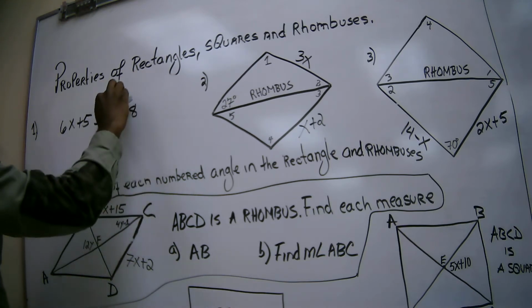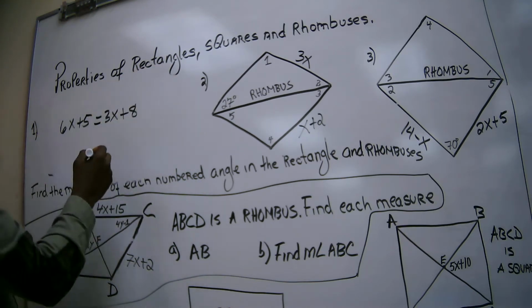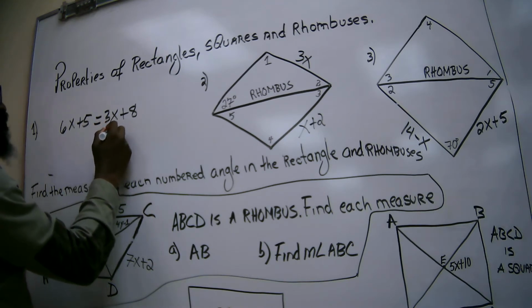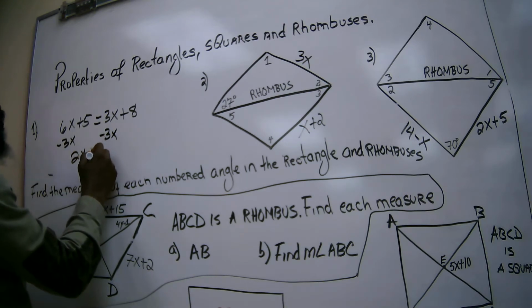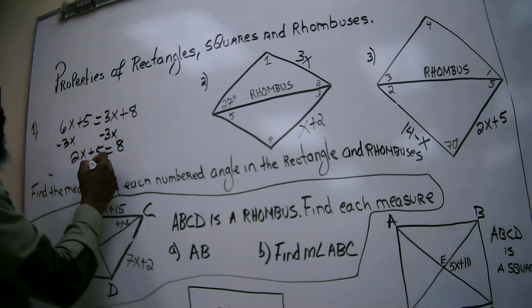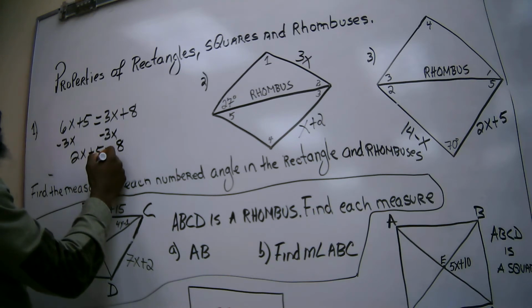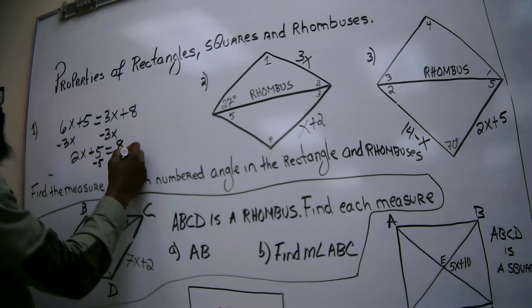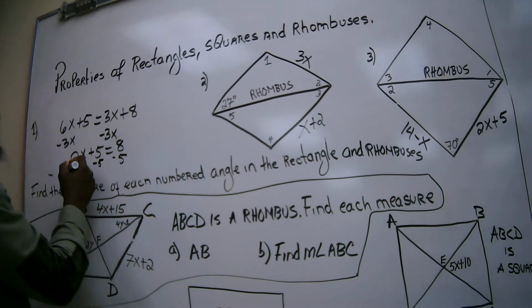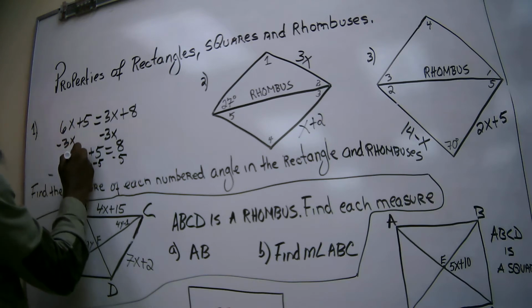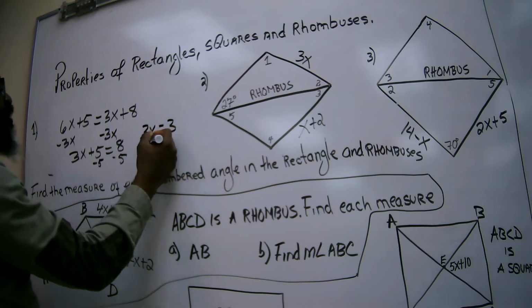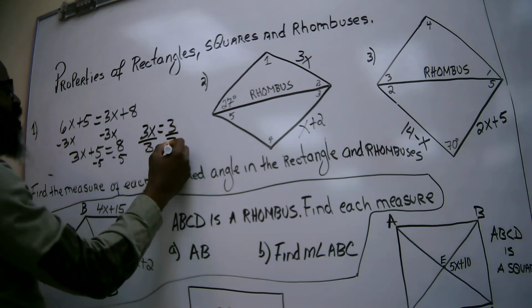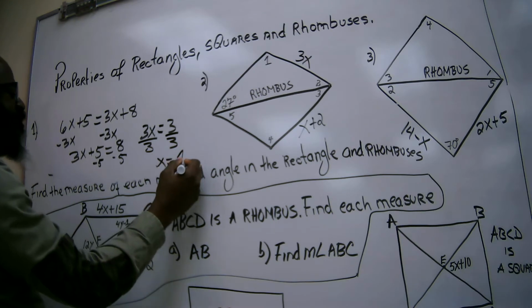Then you will have to solve for x. In order to solve for x, you subtract 3x from each side. Then you will have 3x plus 5 is equal to 8. Then you subtract 5 from each side. Then you will end up with 3x is equal to 3. Then divide by 3. In this case, x is 1. Right?